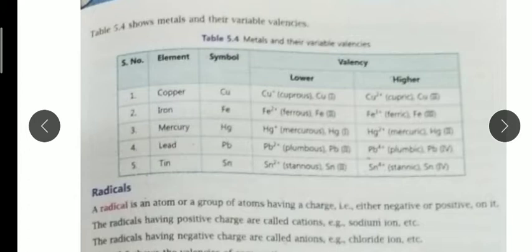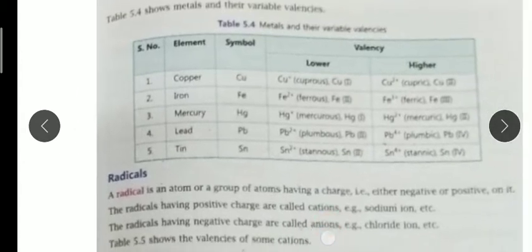Next, children, I also told you about the radical. What is a radical? An atom or a group of atoms that has a charge. How does any element get the charge? Either by donating the electron in case of metals, or by accepting the electron in case of non-metals. Whenever any element donates the electron, it will carry a positive charge. So radicals having a positive charge are always called cations, like sodium ion, potassium ion, aluminum ion, and radicals having a negative charge are called anions.